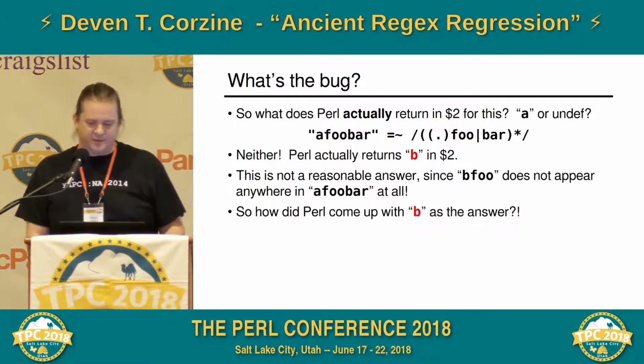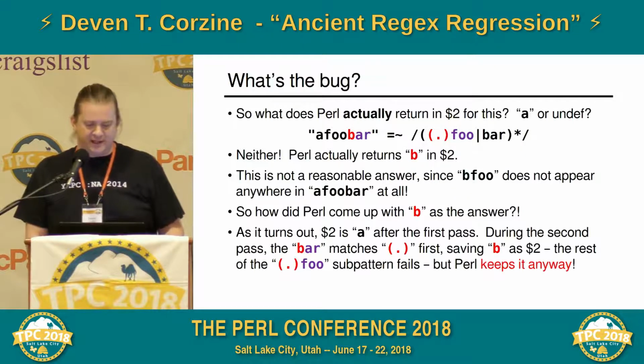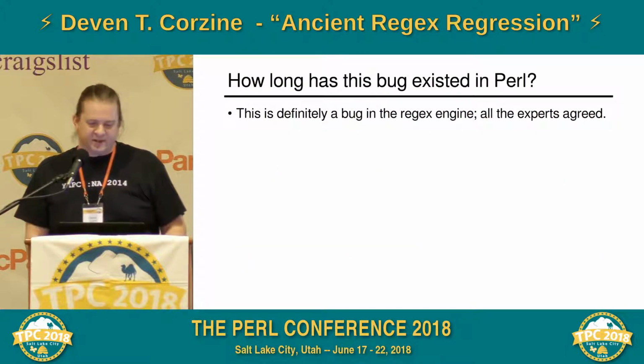So how did Perl come up with B as the answer? As it turns out, $2 is A after the first pass. During the second pass, bar matches the dot first, saving B as $2. The rest of dot foo subpattern fails, but Perl keeps it anyway. This is definitely a bug in the Regex engine.